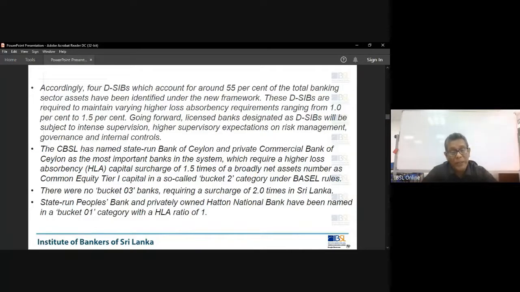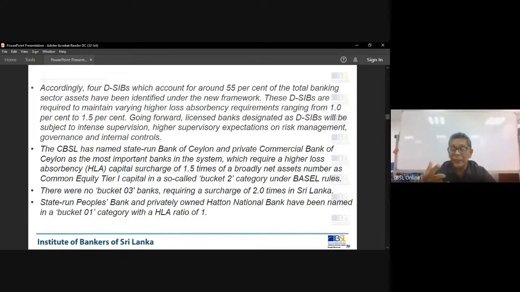Okay, so in Sri Lanka they have identified there are no bucket 3 banks based on that criteria, right? That criteria is size and all. So we don't have that bucket 3 category still. Therefore, we have only two bucket categories. The two bucket categories need a higher loss absorption capacity of 1.5% and 1% extra, right? So People's Bank and Hatton National Bank have been identified as the bucket 1 category of DSIBs.